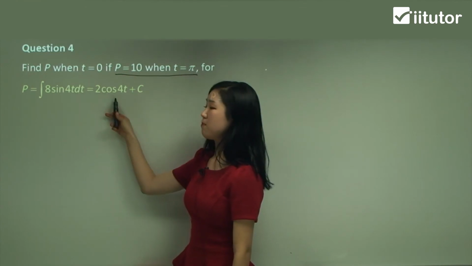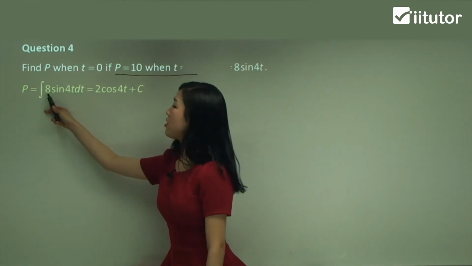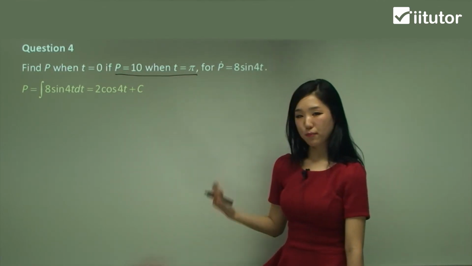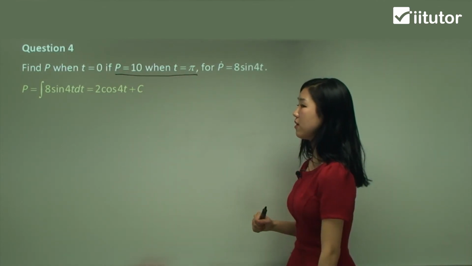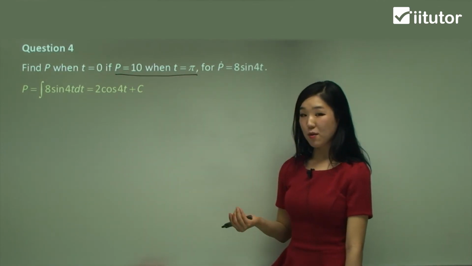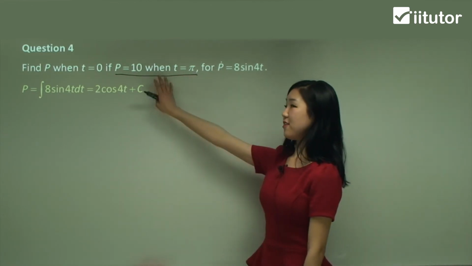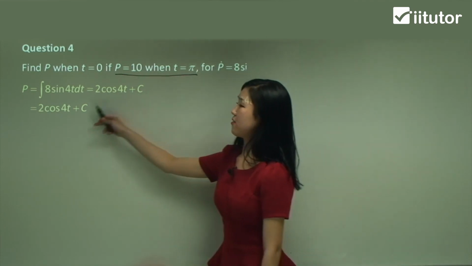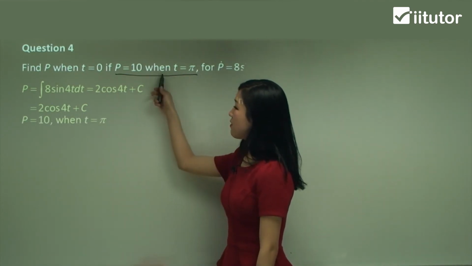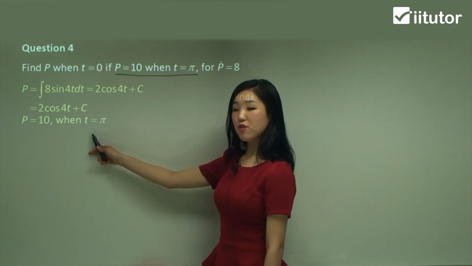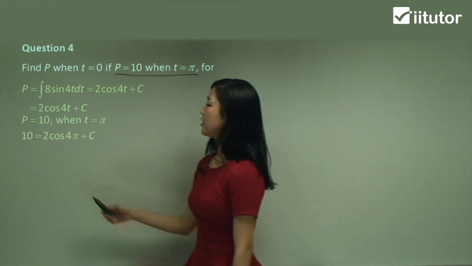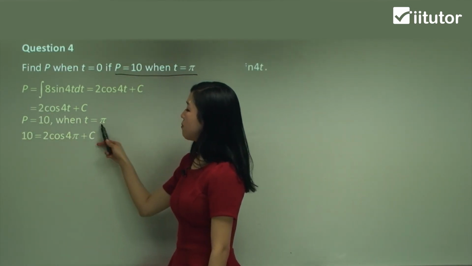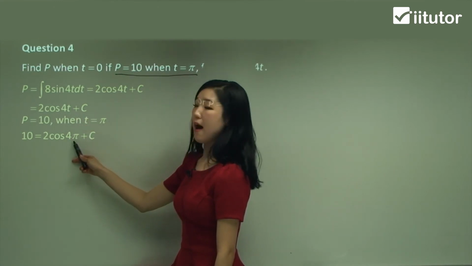Okay, and the integration should be very easy for you guys. Integrate of sine is negative cos, and make sure you do 8 divided by 4 to get 2. And then make sure you always plus c, like the previous question. Now, because we need to find c, what should we do? Use the given property. So I'm going to simplify that. And then they give you the property, and we'll use that to find c.